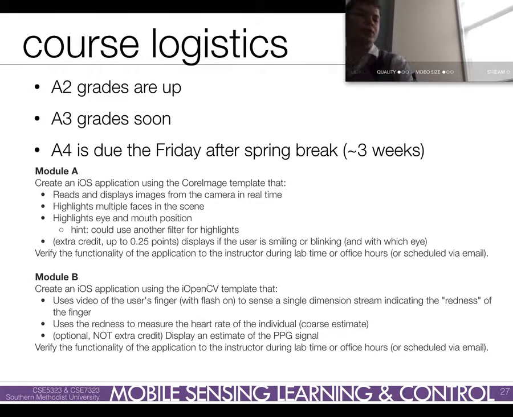But essentially, I want you to tell me the heart rate of an individual. It's going to be a coarse estimate. The way that I'm going to test that is I'm going to have a pulse oximeter on one hand, and I'm going to have your app on my other finger. And I'm going to see how close the beats per minute are. It just has to be a coarse estimate. What does that mean? Probably plus or minus 5 beats per minute.